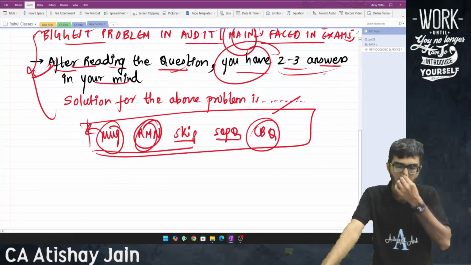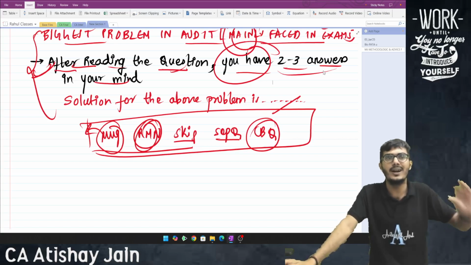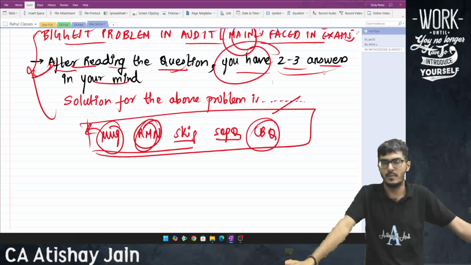And I do know that the module is too vast. Being very honest, there is too much data in your module which is not important from the exam point of view. They have printed something extra, which is probably to understand more about audit in your practical life.